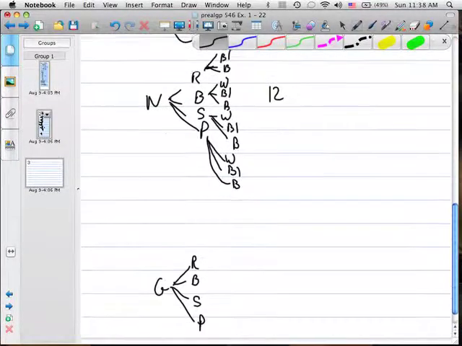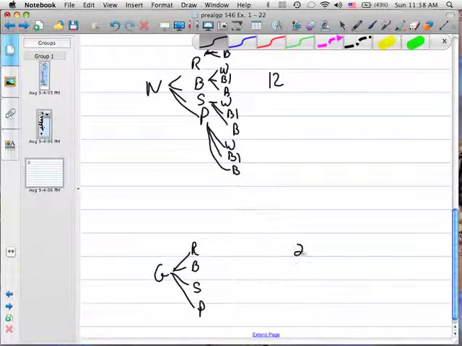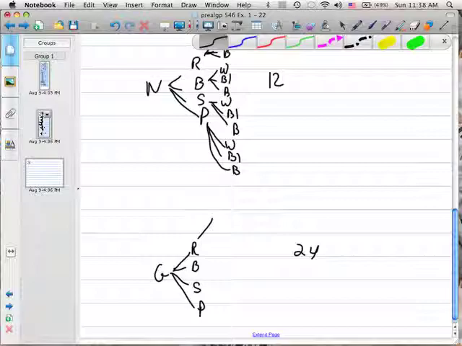So there are 12 here and 12 down here, so there should be 24 altogether. So we have to do the same here.